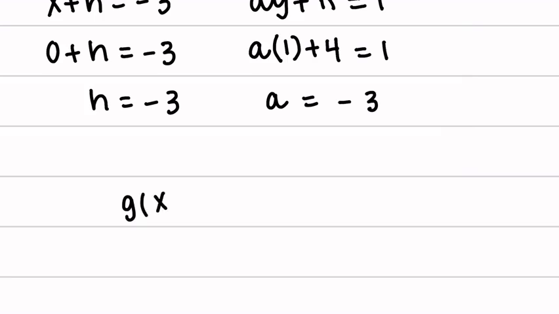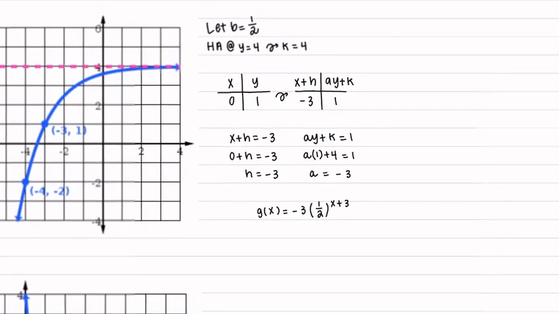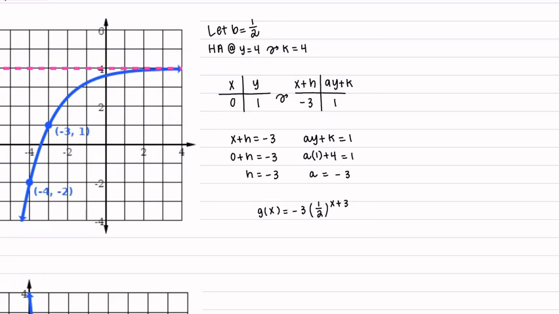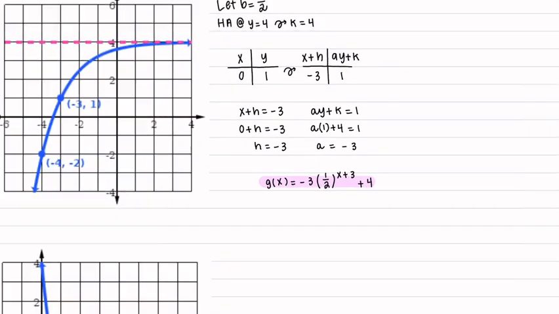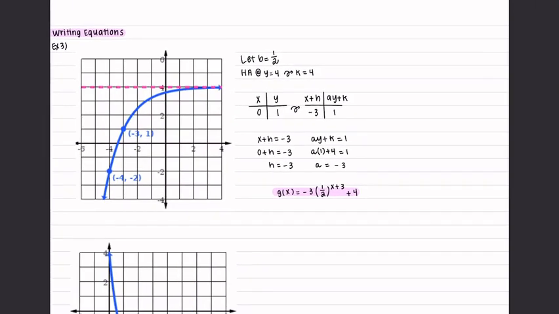g of x is equal to -3 times my base of 1/2 to the power of x plus 3, because it was x minus -3. And then k was 4, so plus 4. And I've written the equation based on the graph, right? A way to check would be to plug the equation you got into Desmos, make sure that it gives you the graphs that you started with. So definitely a good way to check.